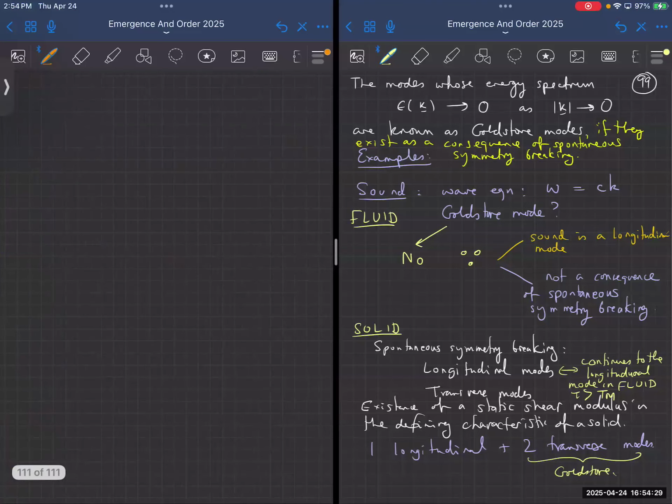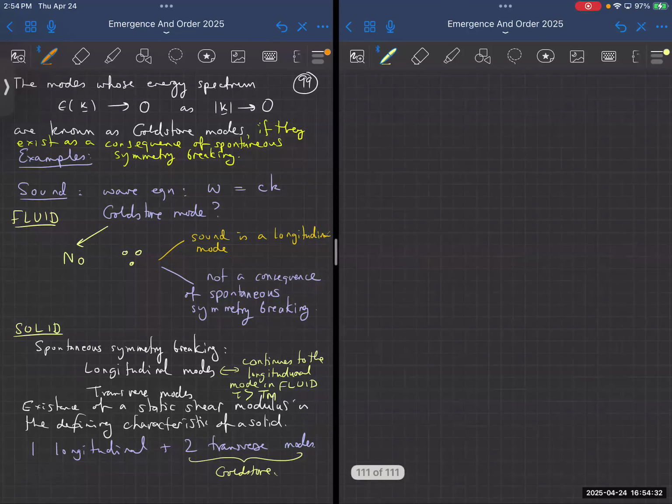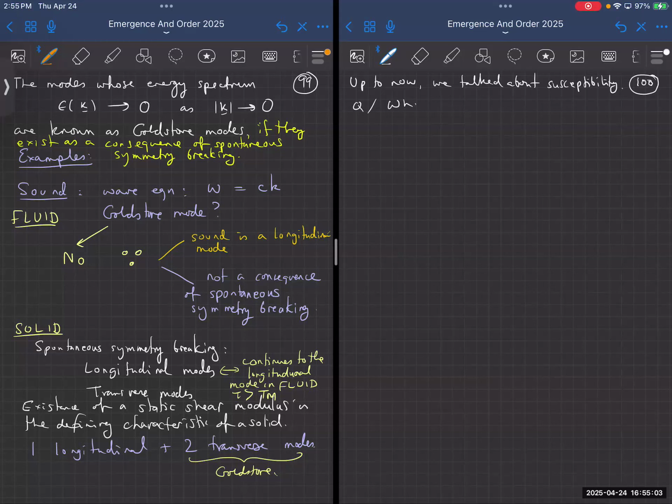Okay, so now I want to answer a different question. So far we've been talking about the response of the system to perturbations. Up to now, we talked about susceptibility. So now I want to ask, what do the correlation functions look like? We know they're very closely connected, but how?